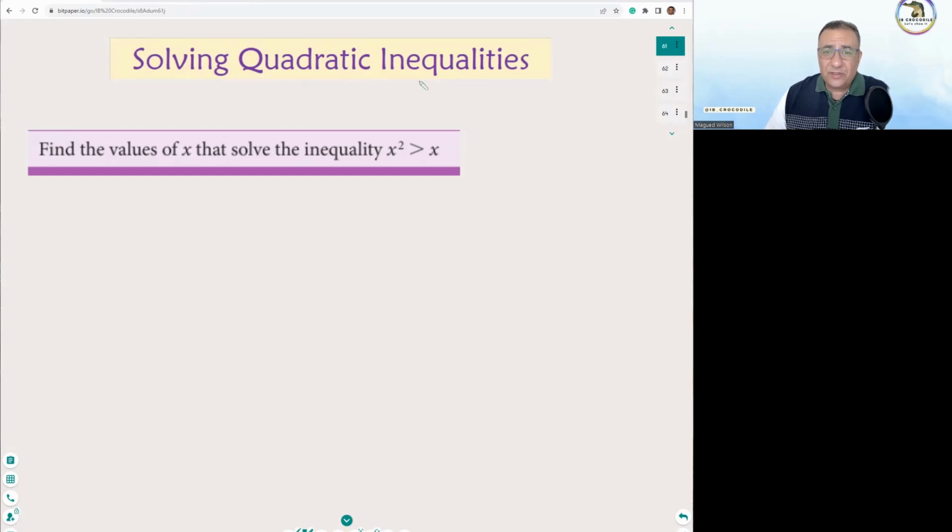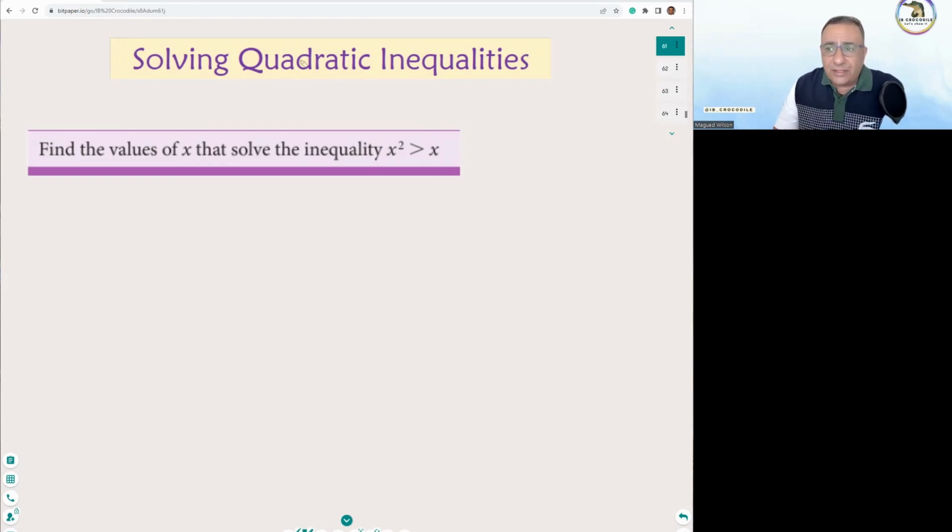Okay, so the first thing is to differentiate between inequality and equation. As you know, an equation means we're going to have a left-hand side, a right-hand side, and an equal sign in between. That is an equation, right? While in an inequality, we don't have equal signs. We will have a greater than, a less than sign, greater than or equal, or less than or equal. So that is the difference between inequality and equation.